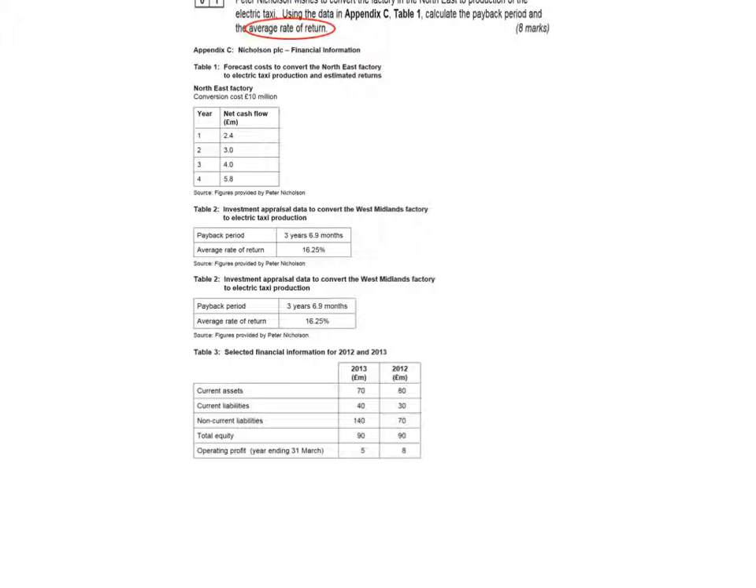Right, so let's have a look at a past paper. This is from the old AQA specification. I've already done a video on payback period, and we had a look at this question. But now what we're going to do is the average rate of return to get the other 4 marks. So what you can do is you can pause the video, you can have a look at the data, and you can have a go at calculating it yourself, and then I will go through the calculations and we'll look at the mark scheme as well.